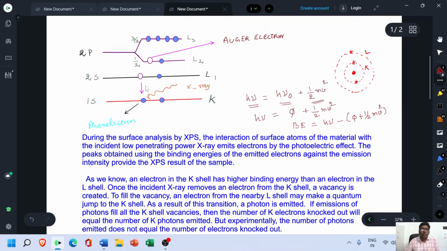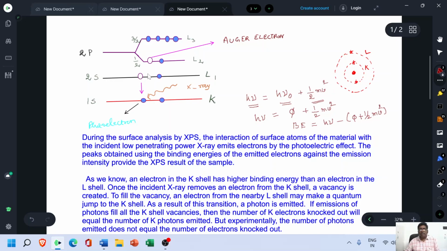Now see this diagram. Suppose an electron is knocked out from the K shell, a vacancy is created. In order to fill up this vacancy, an electron from the L shell may make a quantum jump. As a result of this quantum jump, energy is liberated. This is one type. But in the case of Auger transition, without any emission of photon, the vacancy is filled up by an electron from the L1 shell.